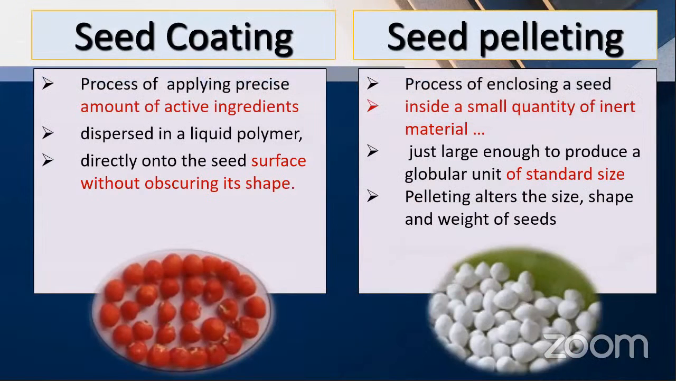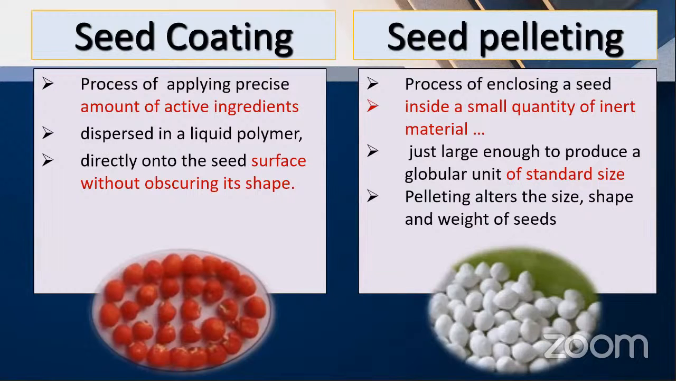What's the difference between seed coating and seed pelleting? Seed coating will not change the shape or size of the seed, and the weight increase will be only up to 10%. But pelleting will alter the size, the shape, and the weight of the seeds. It will increase the weight by 8 times or even 10 times, depending on the size of the pellet. If you put 8 kg, then that will become 80 kg. So logistics is the biggest problem in pelleting.